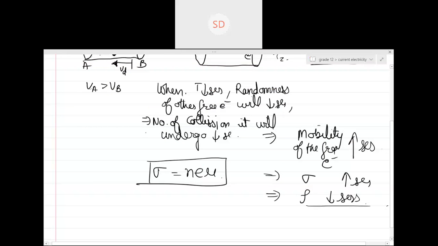So write down this whole flow chart. Temperature decreases, randomness decreases, number of collisions decreases, mobility increases, and sigma increases. Hence, rho decreases. Is this clear?